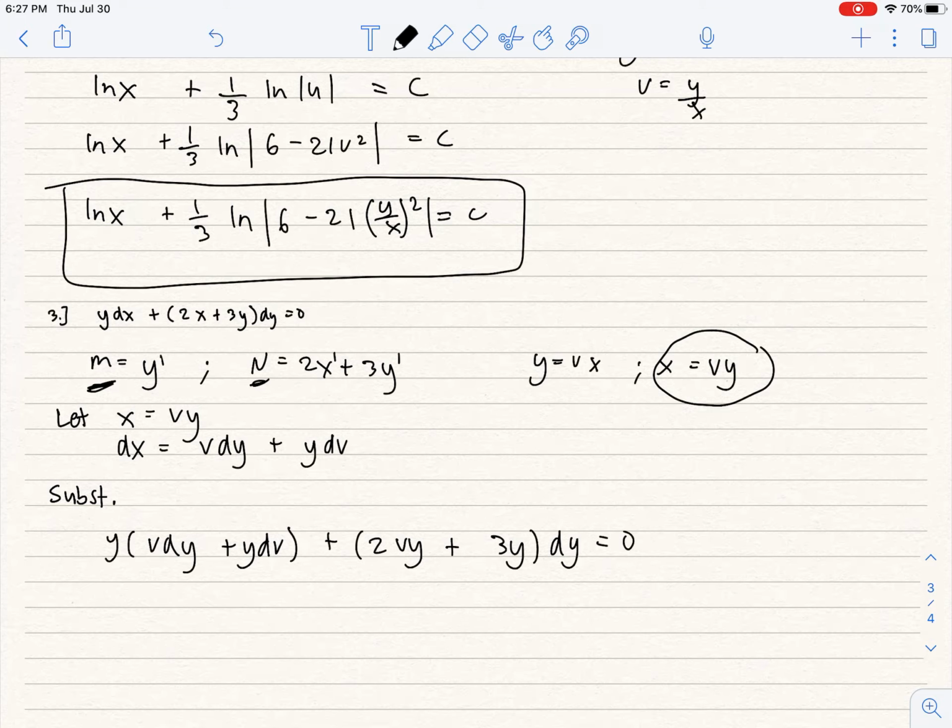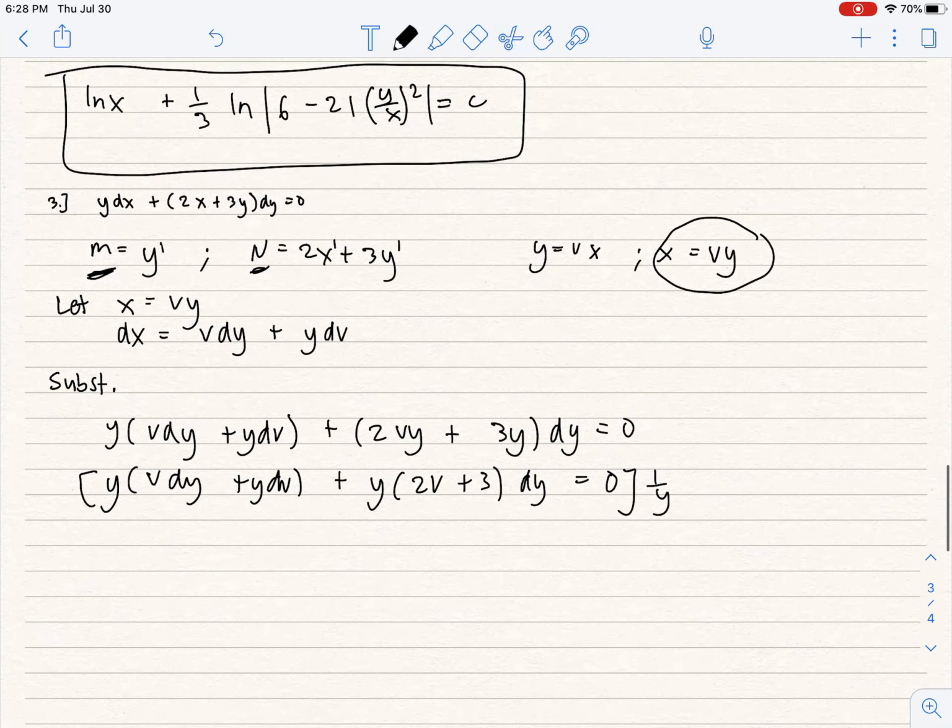Okay, so next is find what their common factor is. So, remember, there is y here, y here, and y there. We can now factor out the y so that we can cancel the y in the equation. So, copy this one plus factor out the y, right? y multiplied by 2v plus 3 dy is equal to 0. Okay, so cancel out y by dividing both sides by y.